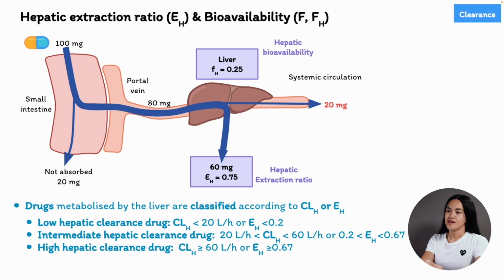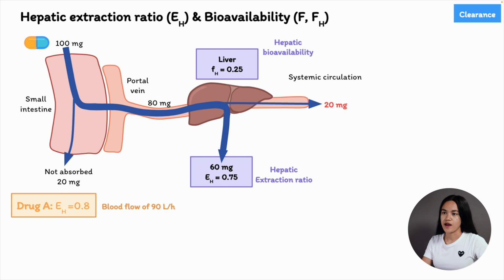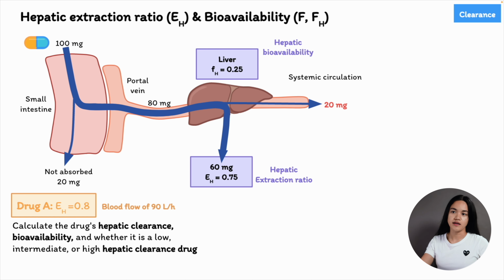All right? Now, for the last part of this lecture, we're going to apply this concept to an exercise, okay? Let's answer some questions. So consider a hepatic blood flow of 90 liters per hour, and let's take drug A, which has a hepatic extraction ratio of 0.8 or 80%. What we're going to do is try and calculate this drug's hepatic clearance and bioavailability, okay? And if this drug is totally absorbed, can we tell if it's low, intermediate, or high hepatic clearance?